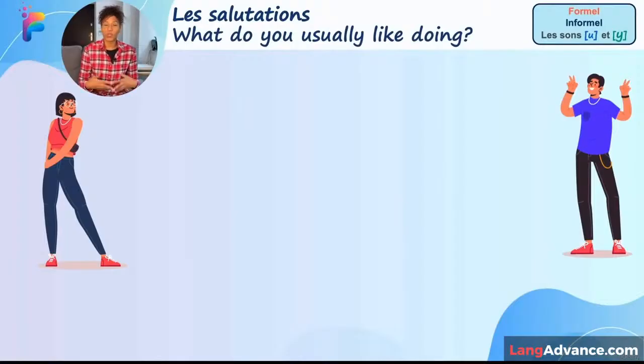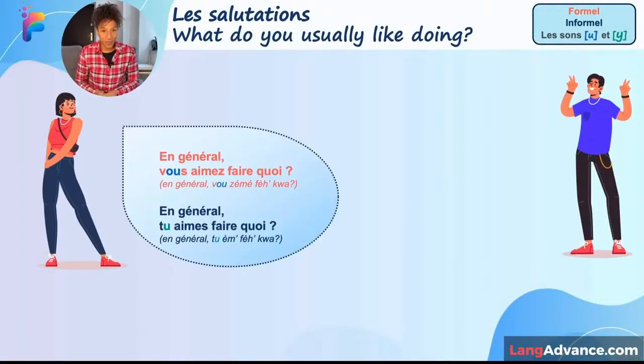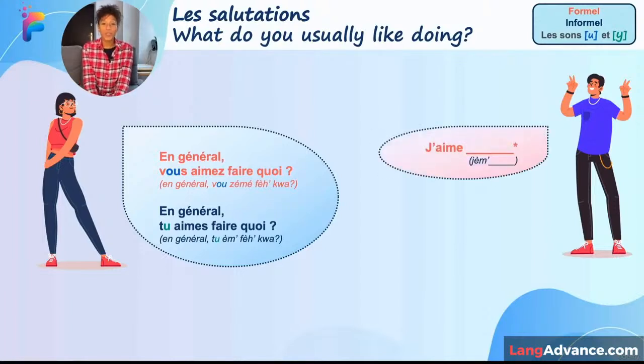What do you usually like doing? So here we're talking about your hobbies. First, we'll start with the questions and then we'll see how to answer and have a look at some different activities. Formal way. En général, vous aimez faire quoi? Informal way. En général, tu aimes faire quoi? In order to answer, you just need to use j'aime. J'aime is I like. And then you add the activity that you enjoy doing.